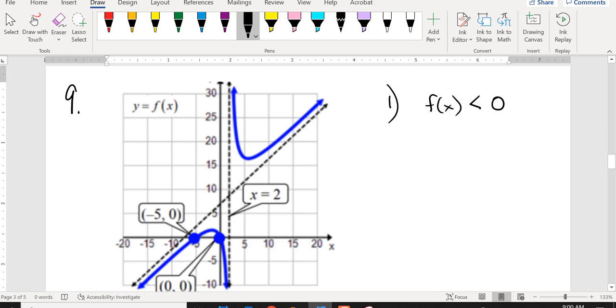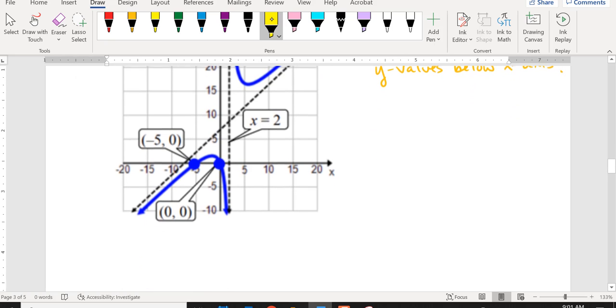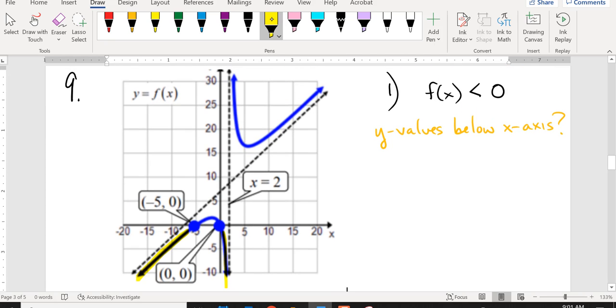All right. This is asking, where are the y values below the x-axis? Okay, y values below the x-axis. This part is below. That's on it. That's above it. That's on it. This part is below. All of this is above.